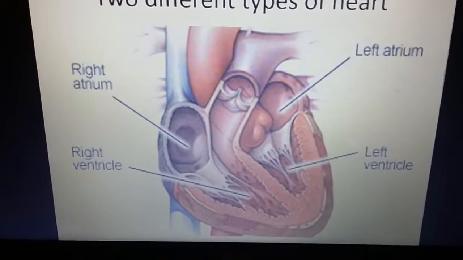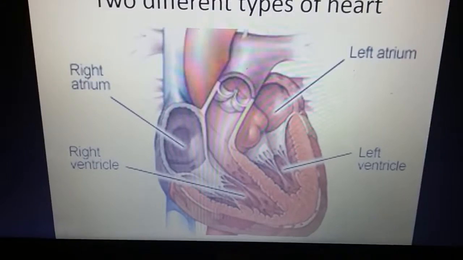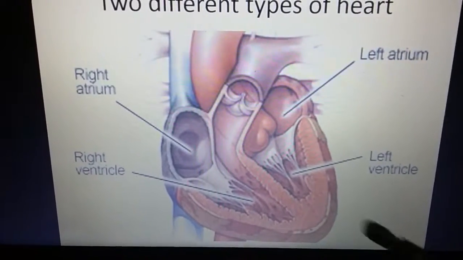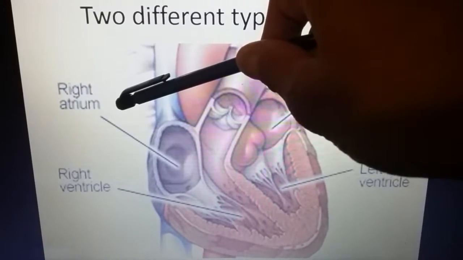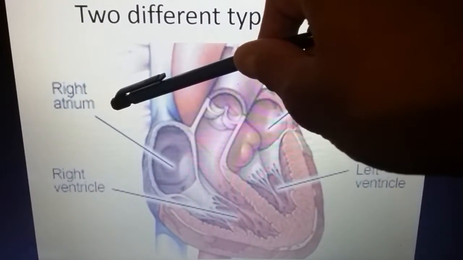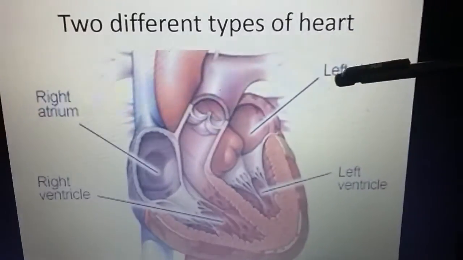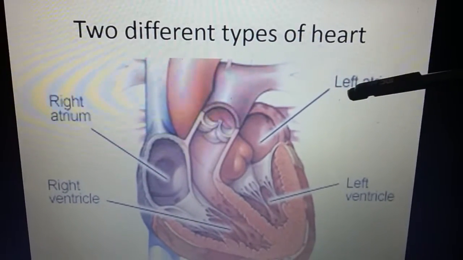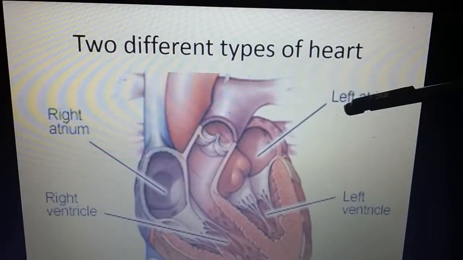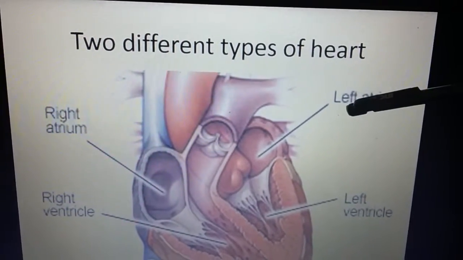The heart has two different types of functions as pumps. One is on the right side: blood is pumped into the lungs, where the blood is oxygenated. And on the left side, oxygenated blood is pumped into the systemic circulation.